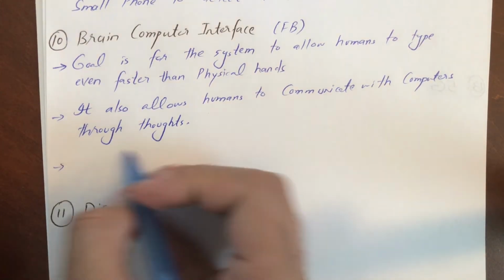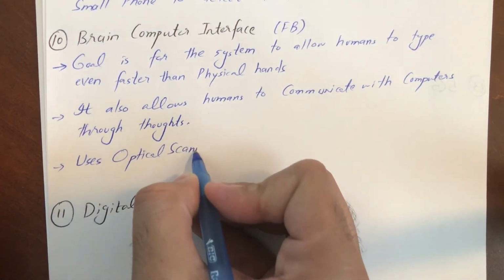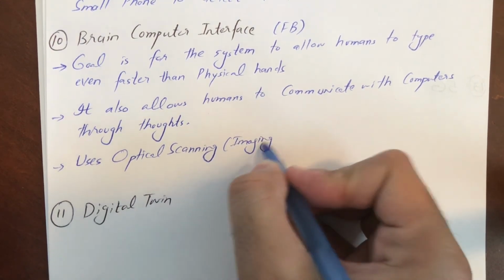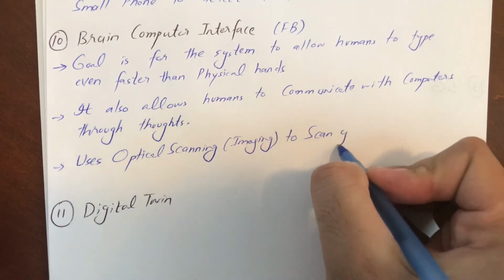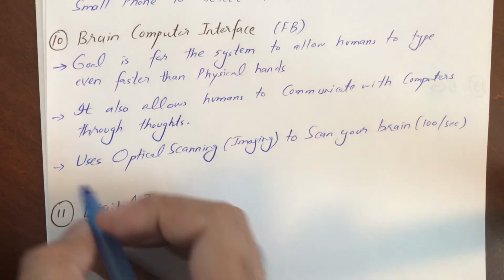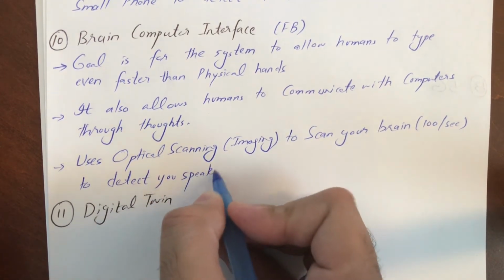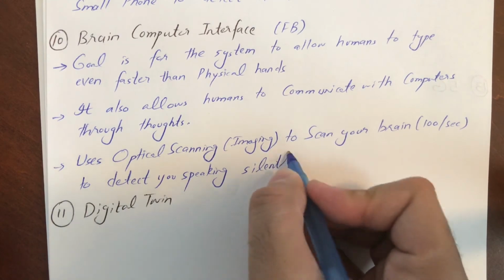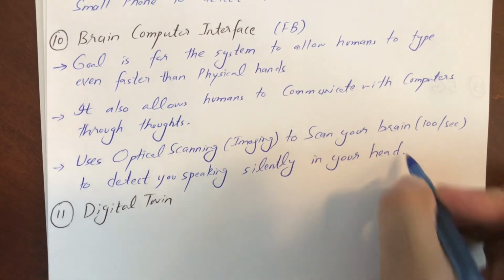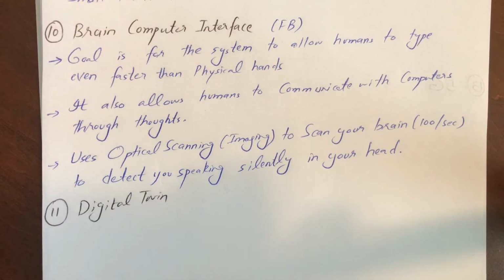Next, it uses optical scanning, or optical imaging, to scan your head, to scan your brain, which I told you is done 100 times per second, to detect you speaking silently in your head. So it could actually be a revolution in investigations. For example, the lie detector and all those things will be replaced with that.